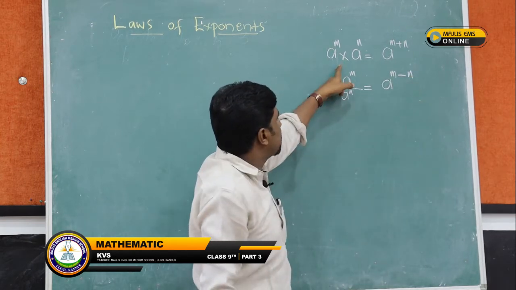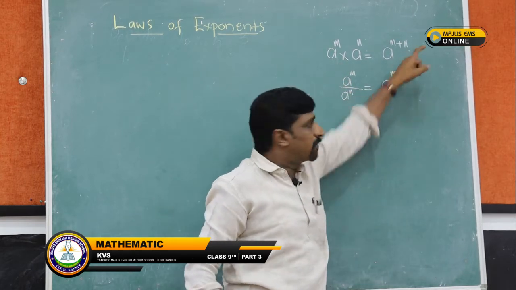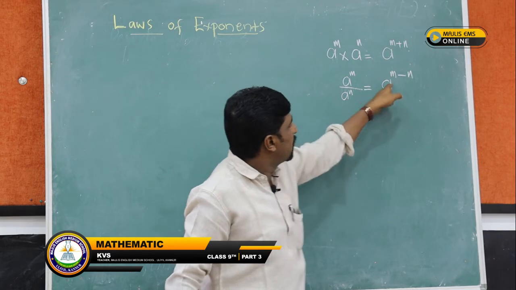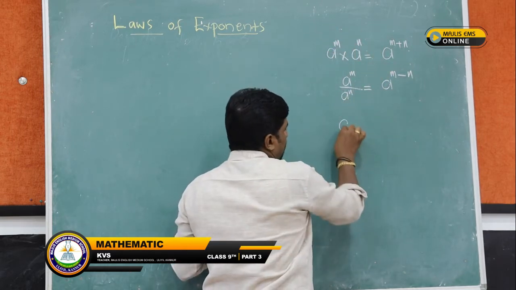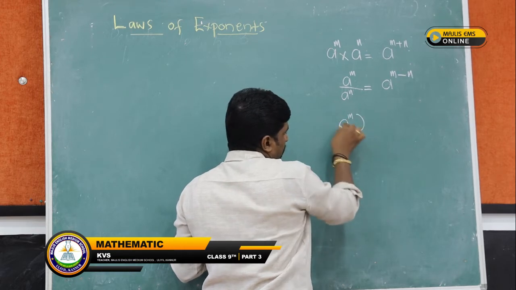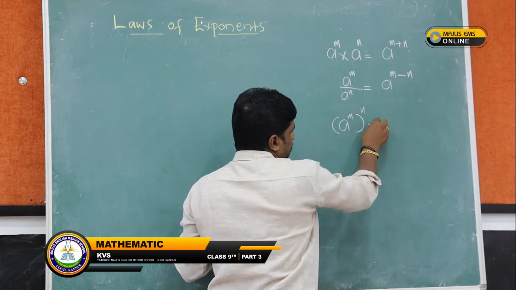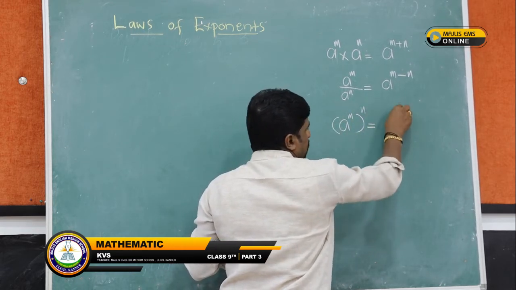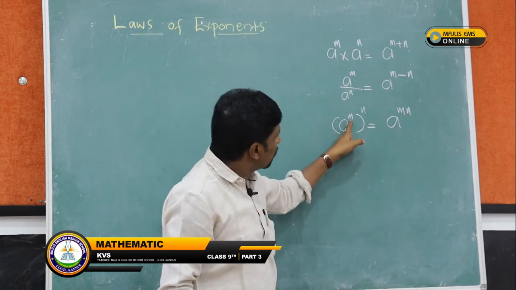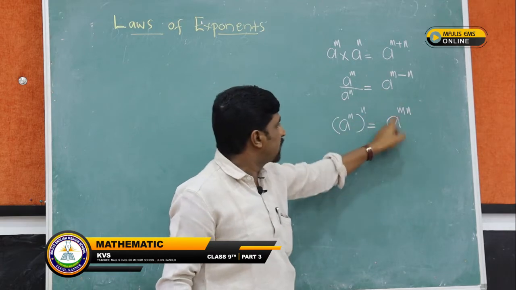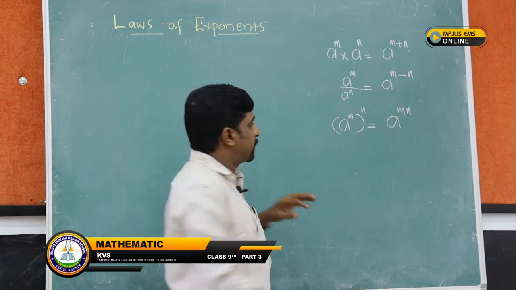When multiplication is there in between, we need to add the powers. When division is there, we can subtract. Okay, a raised to m minus n. Then a raised to m whole raised to n is a raised to mn. That means m into n. When a raised to m with the whole power is there, we can write a raised to mn.